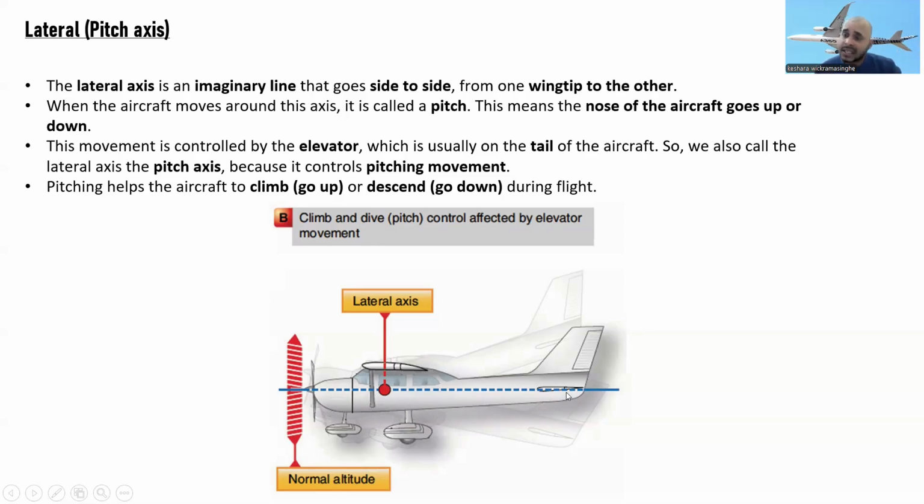So the elevators are on the tail of the aircraft. We also call the lateral axis the pitch axis because it controls pitching movement. Pitching helps the aircraft to climb, go up, or descend, go down, during flight. Climb and dive are affected by elevator movements. When the elevators move up or down, the aircraft goes nose up or nose down.